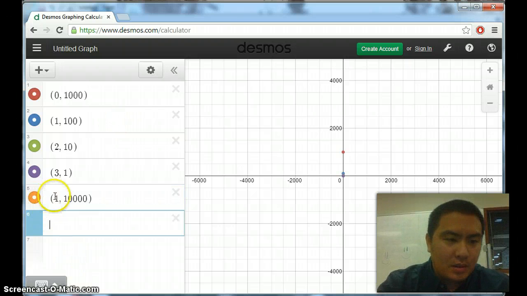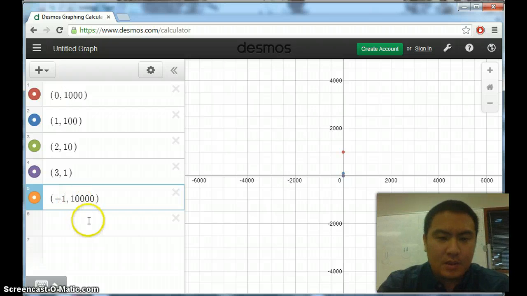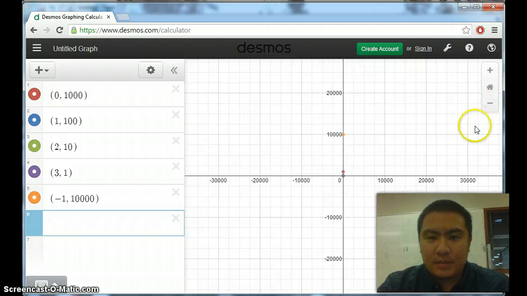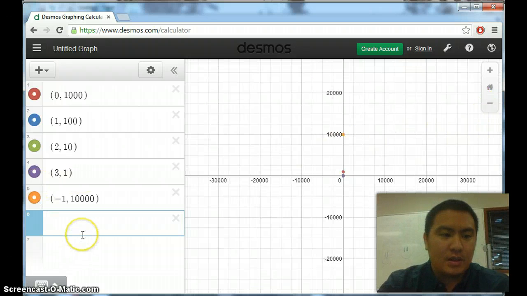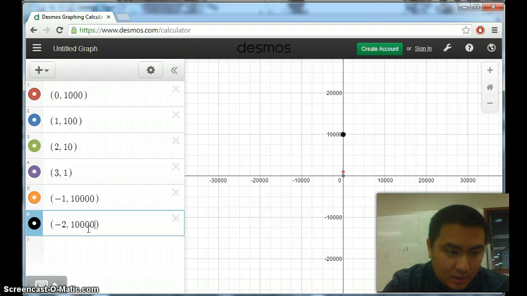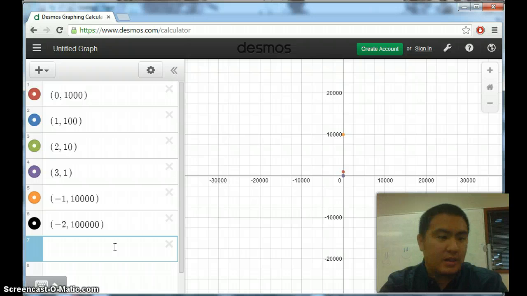Oops. It would be negative 1 and 10,000. Oh man. Alright. And then it would be negative 2 and 100,000. And this actually doesn't look as great as I want it to be. So let me just put in the function.